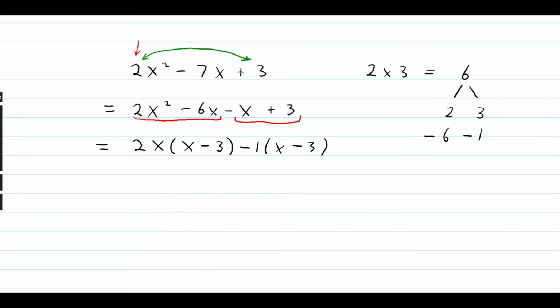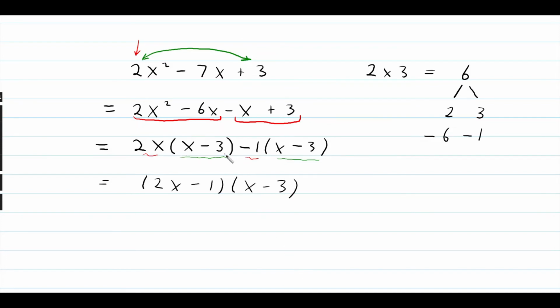Now there's something important to note in this case. You can see that this bracket and this bracket are the same. So what we can do is write them down like this, equals to. First of all, we're going to take out our 2x and our minus 1 and put them in one bracket. So 2x and then minus 1, and then multiply that by x minus 3.